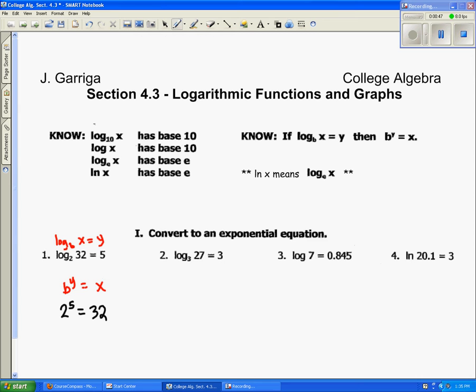On number 2, you're going to get 3 to the 3rd equals 27. On the next one, there's a known base 10 right here, so it's going to be 10 to the 0.845 equals 7. And then number 4, since it's natural log, there's a known base e, so it's going to be e to the 3rd equals 20.1. So that's going from logarithmic to exponential.